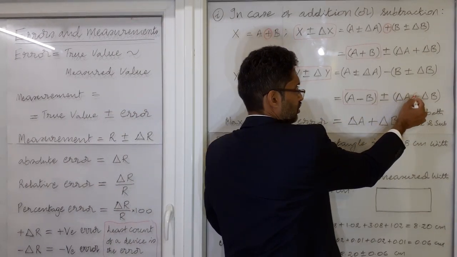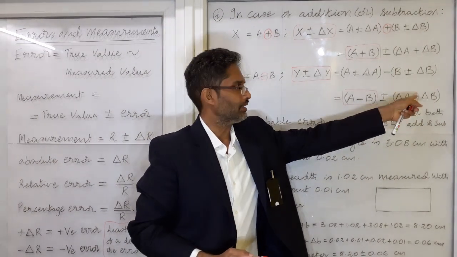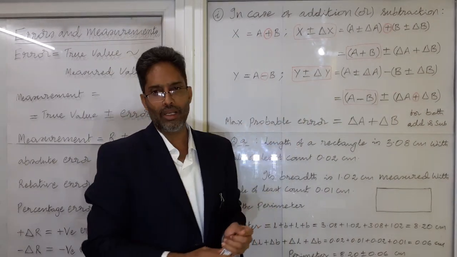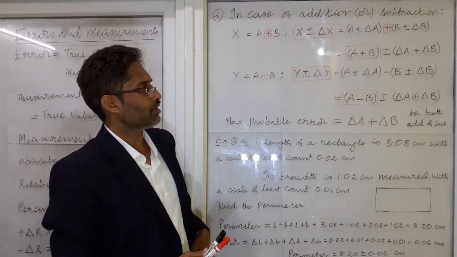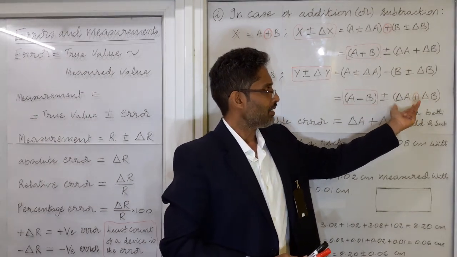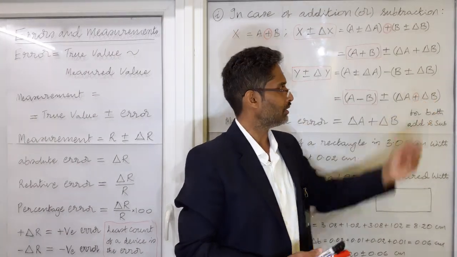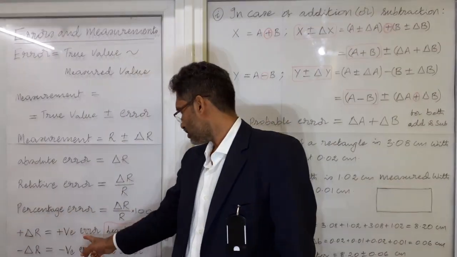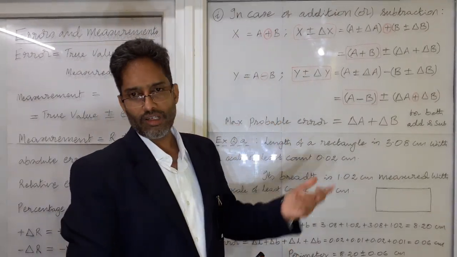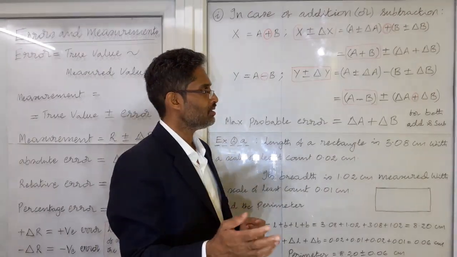This point you need to identify here. Though it is subtraction, here we are adding the errors, delta a plus delta b. Why? What is the reason? Because we are thinking of the maximum probable error. Now we should spend a couple of seconds on this. What is this maximum probable error? Sometimes delta a may be positive and delta b may be negative. Who knows? That error may be either positive or negative, right? Negative error means the measured value is less than the true value, and positive error means the measurement is more than the true value.